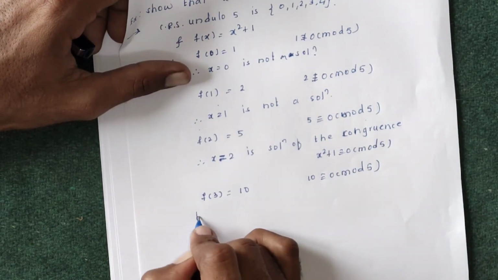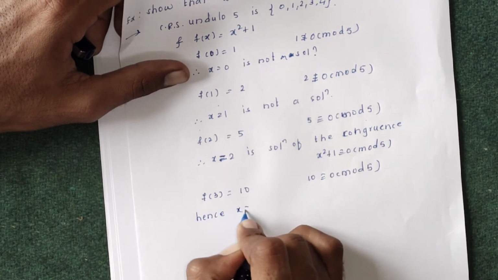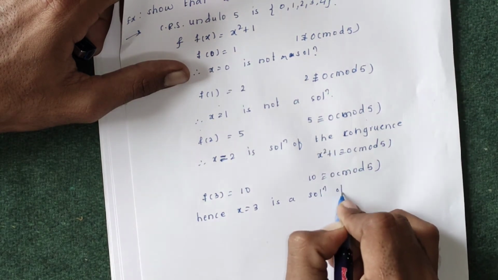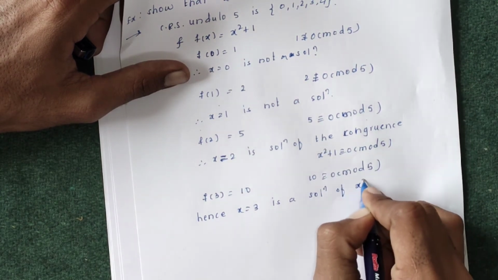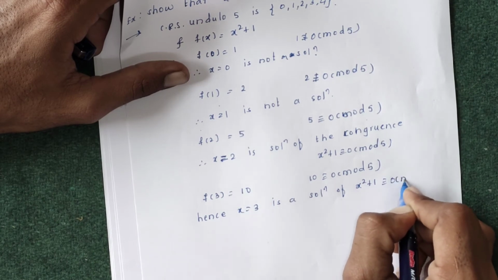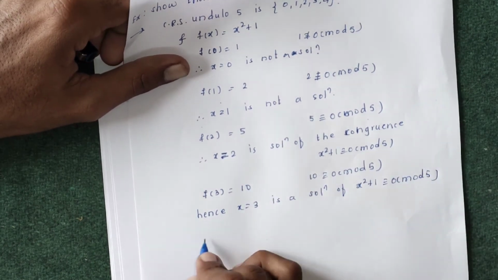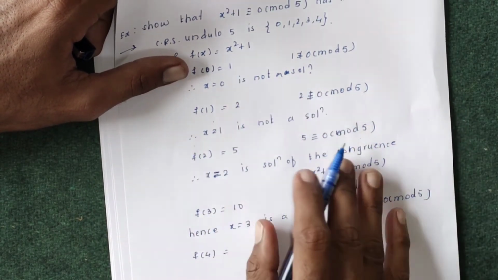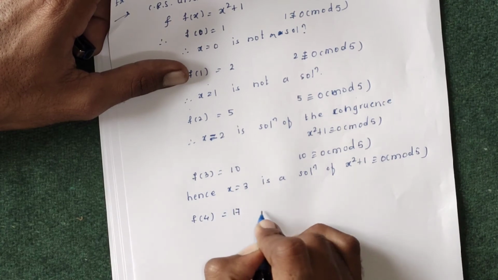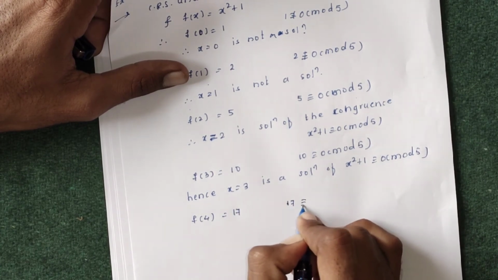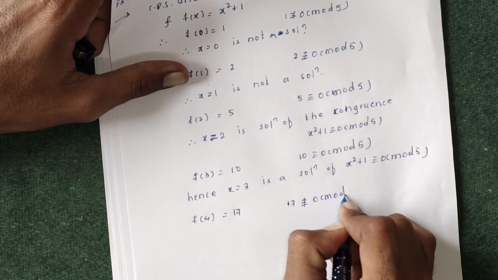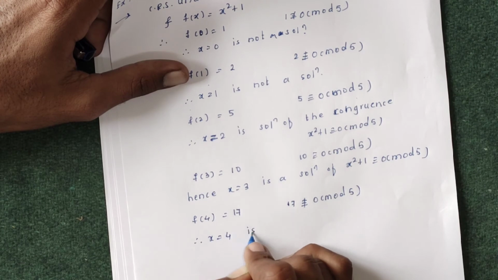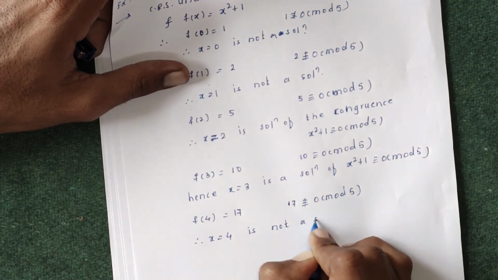Hence x equals 3 is a solution of this congruence, x square plus 1 is congruent to 0 modulo 5. Now for f of 4, 4 square plus 1 is 17, which is not congruent to 0 under modulo 5. Hence x equals 4 is not a solution.